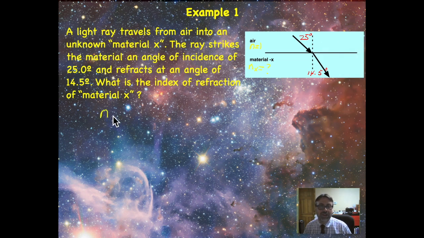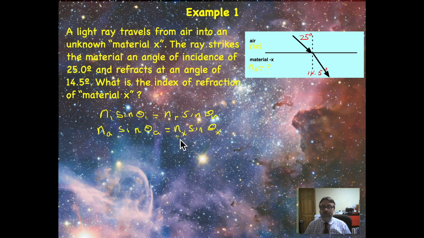So I start by writing down Snell's law. Ni sine theta I equals Nr sine theta R. Now, I stands for incidence, R stands for refractive. Again, to make it a little bit easier, I like changing the I's and the R's to subscripts that match the materials. So that is n in the air times sine of the angle in the air is going to be equal to n in material X times sine of the angle in material X.